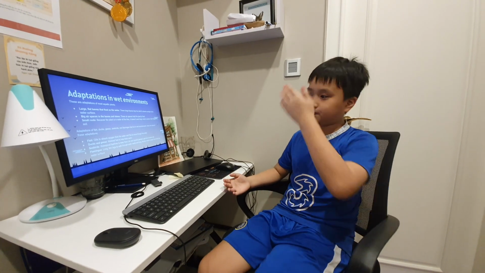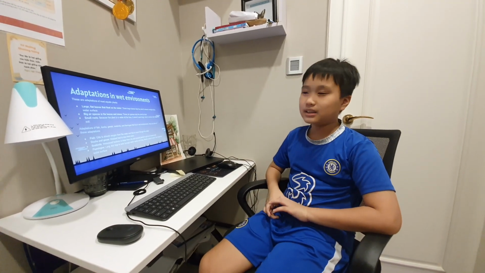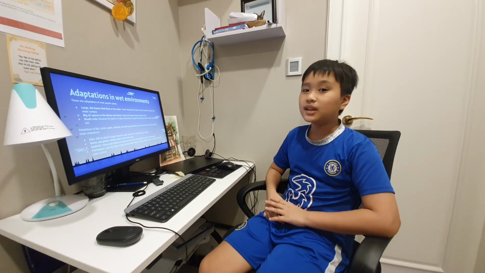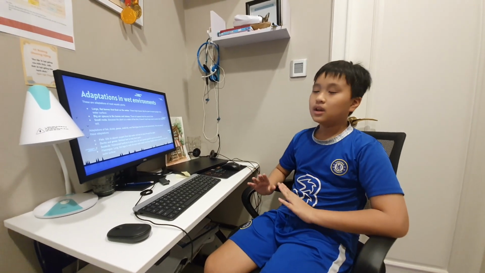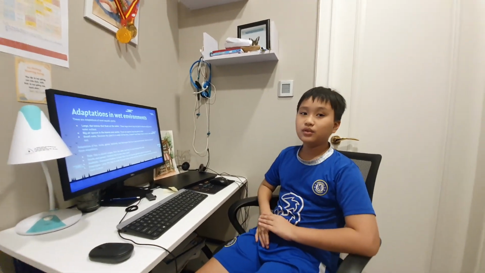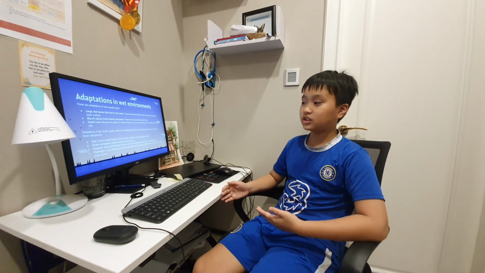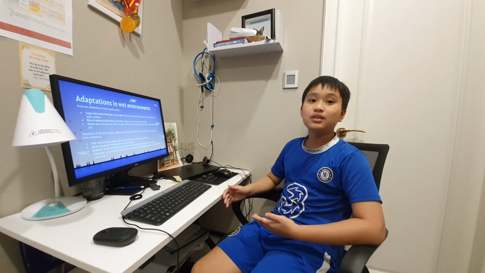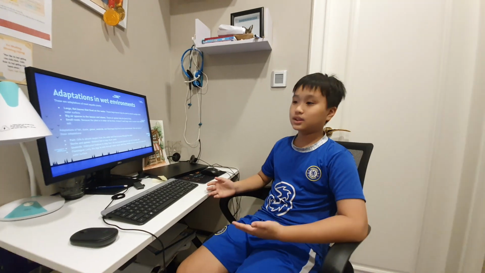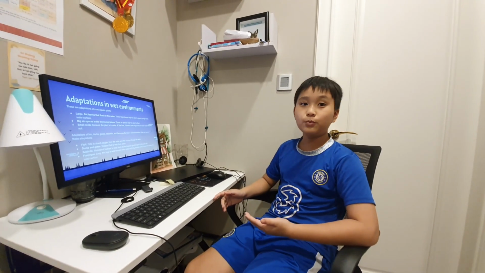to the soil. There are many animals inside wet environments, but I'm only going to tell you adaptations of common animals. First is fish. Fish use gills to absorb oxygen from the water and fins to move quickly through the water. Ducks and geese. These ducks and geese use webbed feet to help them swim.